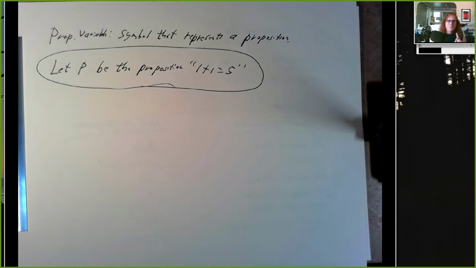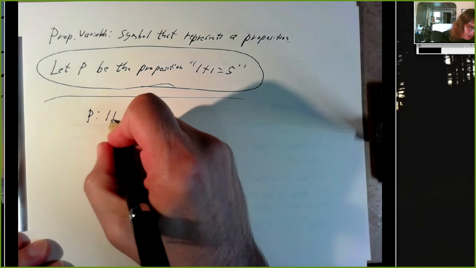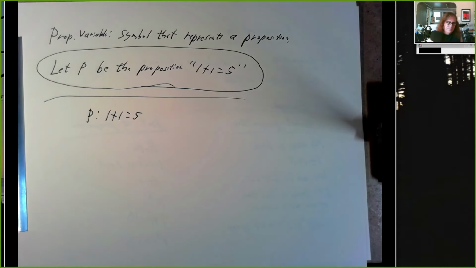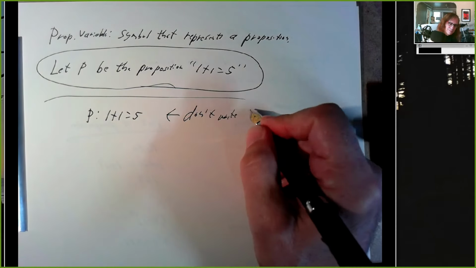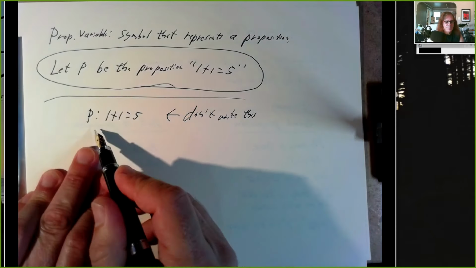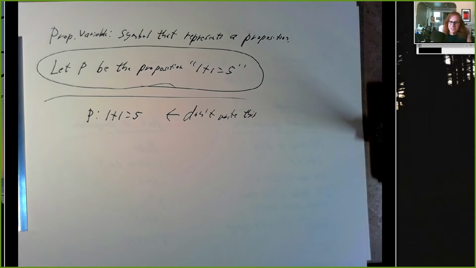So let me show you a poor choice of notation. You're writing a proof and you say P colon 1 plus 1 equals 5. Okay, don't do that. Because what does this colon mean? Well, maybe it means P such that, or maybe it's a grammatical mark. But it doesn't unambiguously mean let P be the proposition that 1 plus 1 equals 5. Okay? It's sloppy.